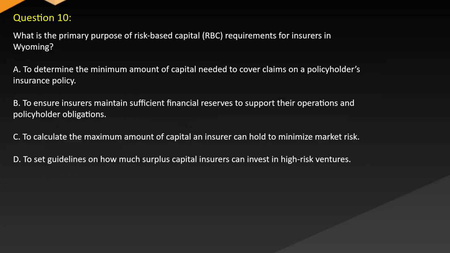Question 10. What is the primary purpose of risk-based capital (RBC) requirements for insurers in Wyoming? A. To determine the minimum amount of capital needed to cover claims on a policyholder's insurance policy. B. To ensure insurers maintain sufficient financial reserves to support their operations and policyholder obligations. C. To calculate the maximum amount of capital an insurer can hold to minimize market risk. D. To set guidelines on how much surplus capital insurers can invest in high-risk ventures.